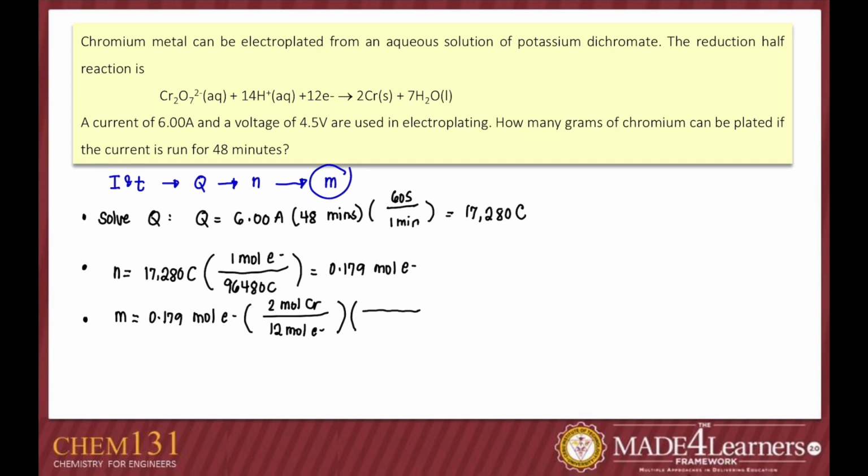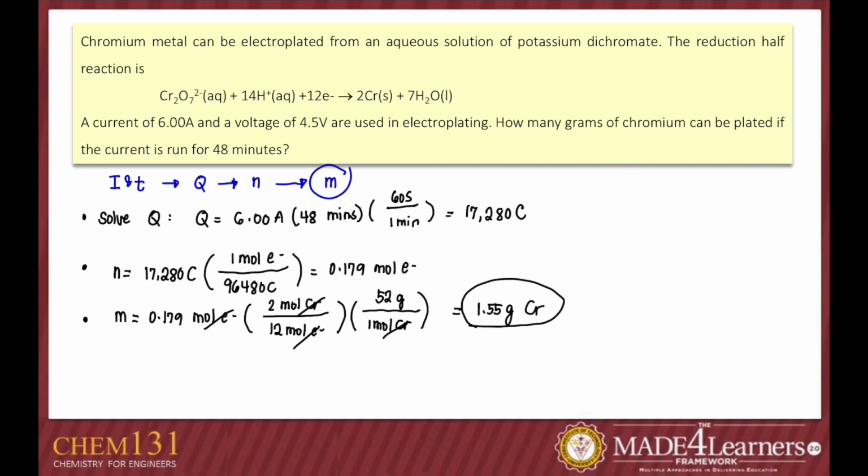And then we know the atomic mass: for every 1 mole of chromium, that's equivalent to 52 grams of chromium. And so, this cancels, and then we will be able to get approximately 1.55 grams of chromium. Okay.